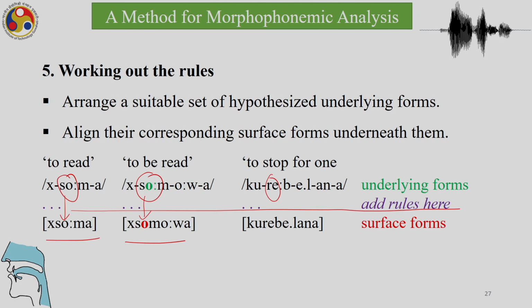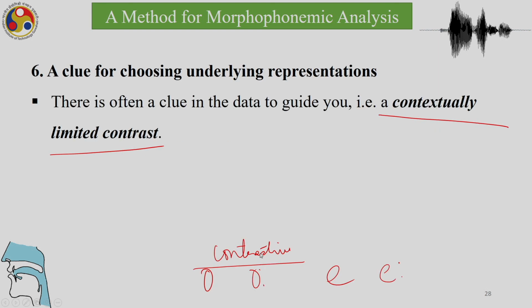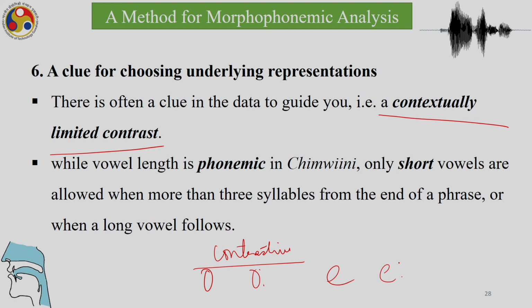So what happens in our data here? We have a long vowel following this. So this vowel is shortened. Again, this underlying long A, we have how many syllables? We have 1, 2, 3 syllables following it, and that's why again this is shortened. So there are long and short vowels in Chimwini, but the long vowels can become short because of certain context. The context is the following long vowel or the presence of more than 3 syllables from the end of the phrase.